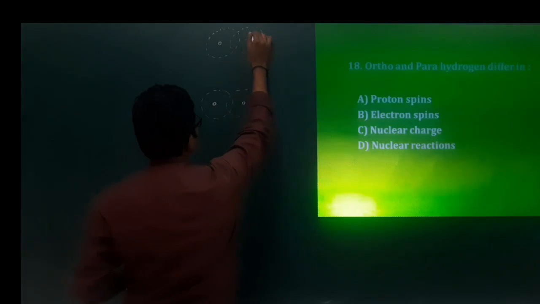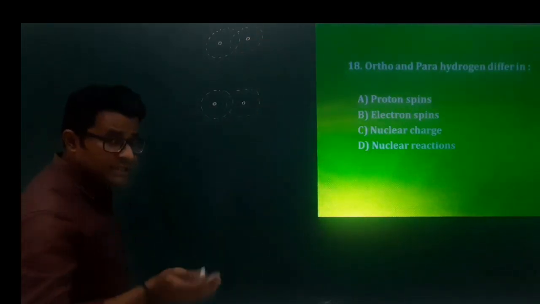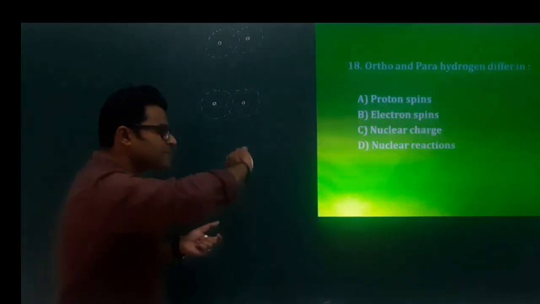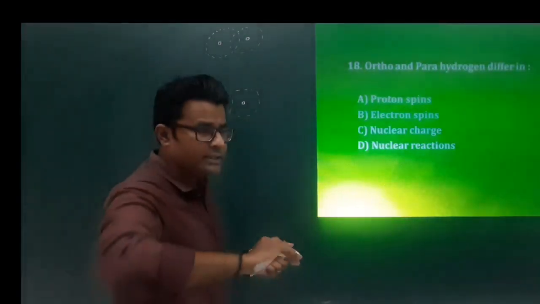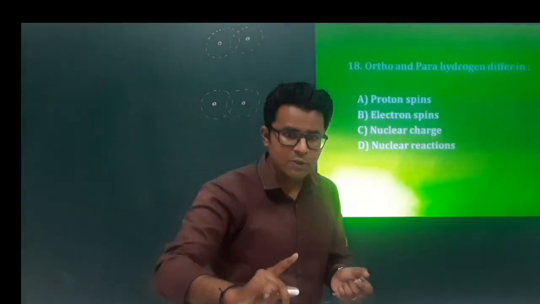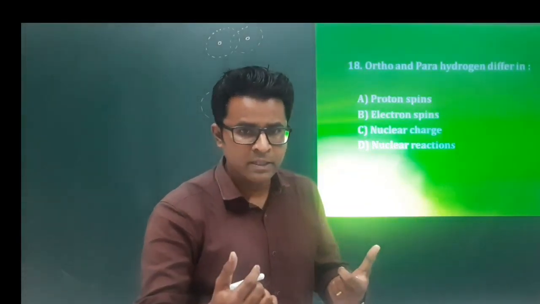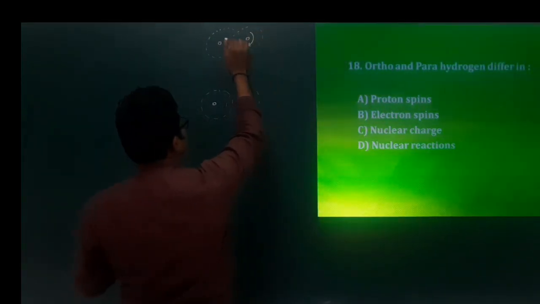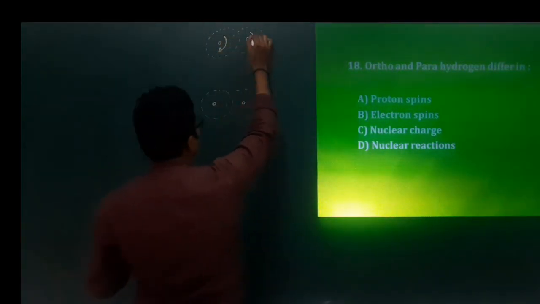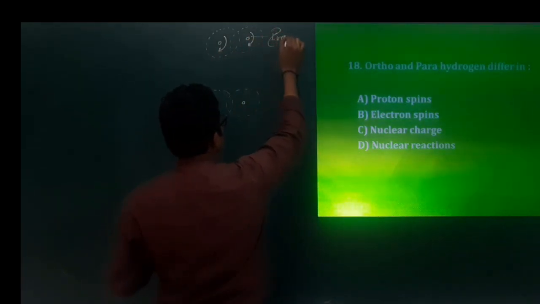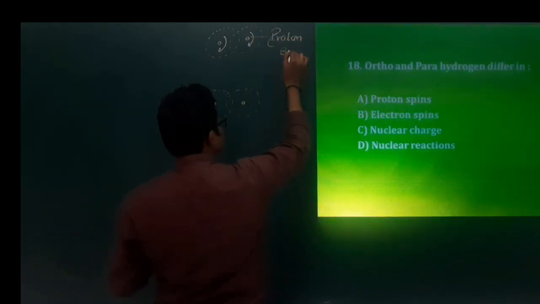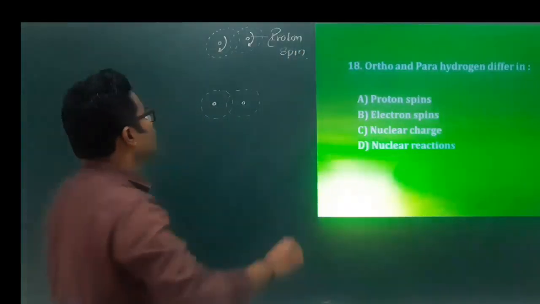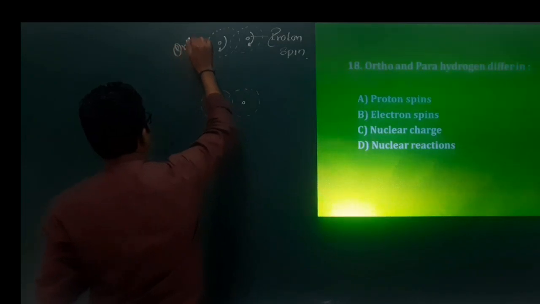When we see the spin of the nucleus, it is the proton spin. So how is this particular proton spinning? Whether it is spinning clockwise or anti-clockwise. Here, if both the spins are in the same direction, the spins of proton, if the proton spins are in the same direction, we call them ortho.